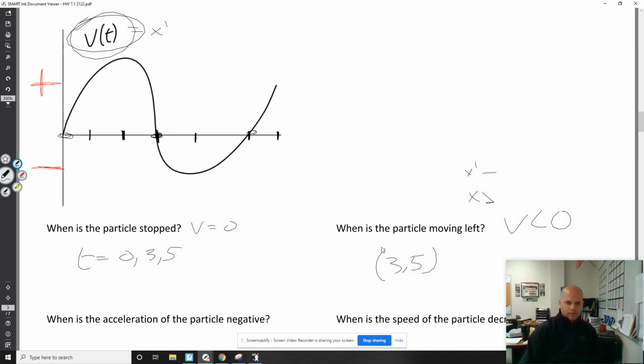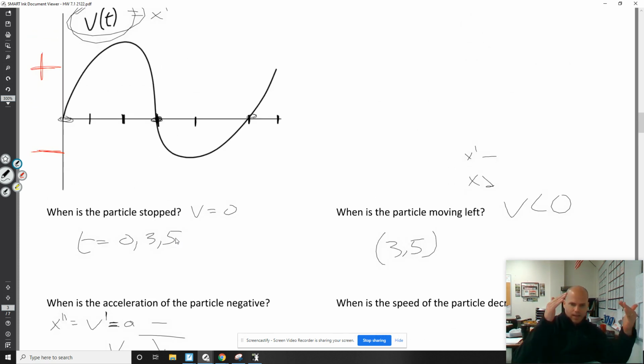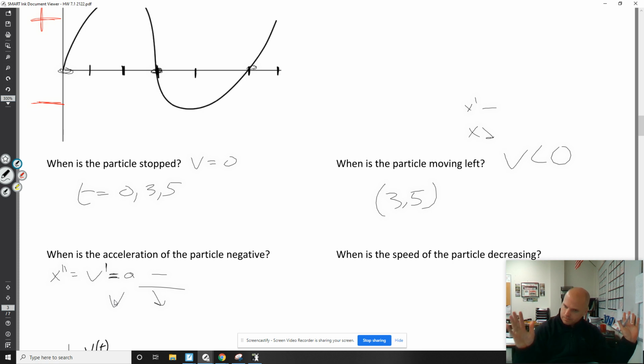When is the acceleration negative? Okay. This is a good one. When is acceleration negative? Well, you could say when v prime, which equals a, is negative. V prime being the same as x double prime. I could say, when are the slopes of v negative? Or we could say, if v prime is negative, that means v is decreasing. If acceleration is negative, my velocities are decreasing because it's the derivative. If we want to look at slopes, or if we want to look at v, it's up to you.